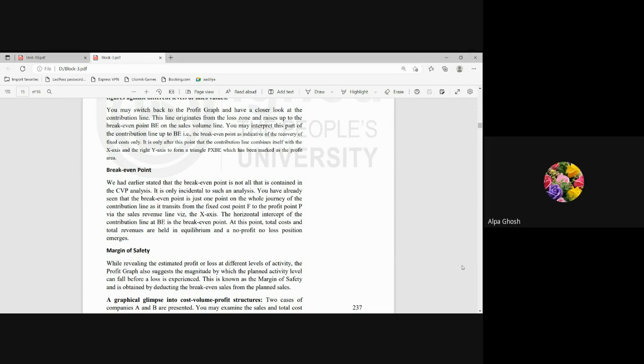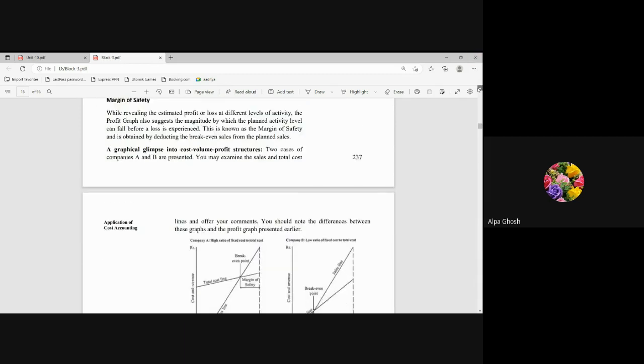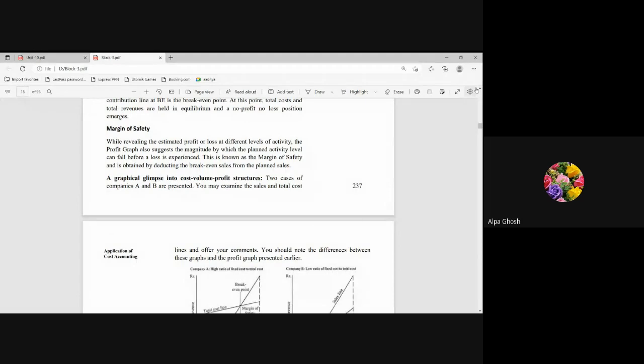So next, it is margin of safety. You can understand from the heading only what margin of safety is. A certain margin where safety is reached. While revealing the estimated profit or loss at different levels of activity, where anyone can fall before a loss is experienced, this is known as the margin of safety and is obtained by deducting the break-even sales from the planned sales.